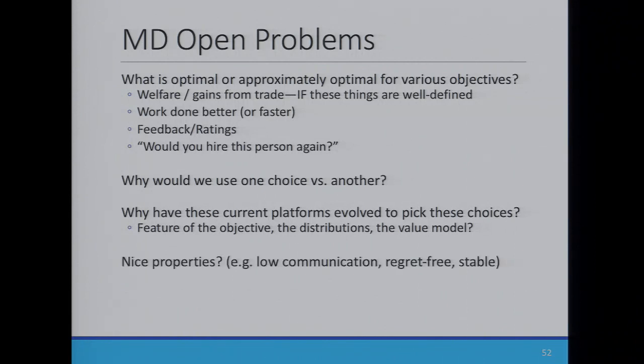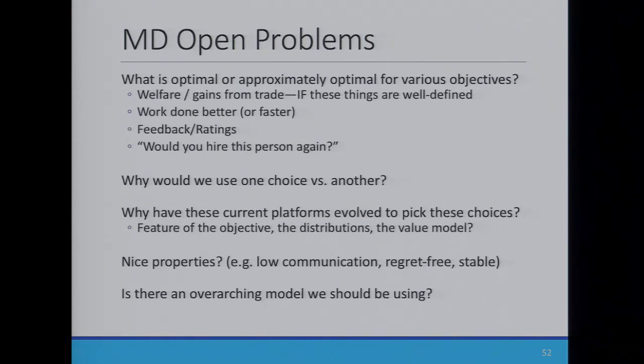And also, what mechanisms have nice properties? So which ones have low communication or wind up in a stable matching or a regret-free? And is there some sort of overarching model we should be using given that there's all of these different matching platforms and they all sort of go through the same process? Is there some overarching model that applies to all of them? Because right now, they're being studied individually.